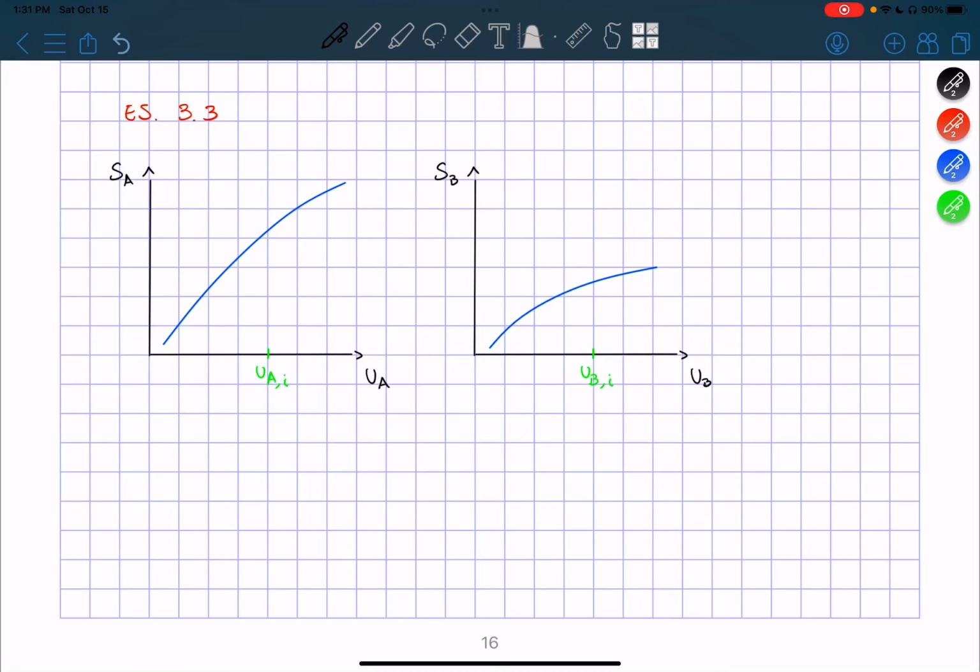Hello everybody. So here we have exercise 3.3. And we're told that there are two objects with these two graphs of entropy against energy.